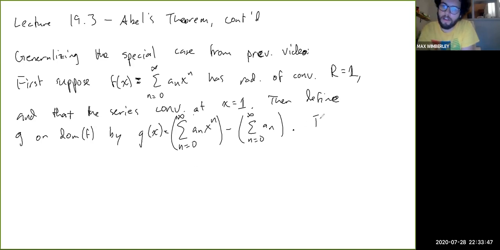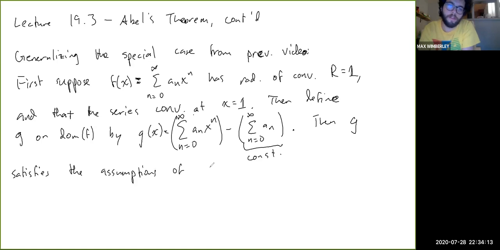Okay. So then, this is just some constant, right? So then g satisfies the assumptions of the previous argument. So g is continuous at x equals 1.